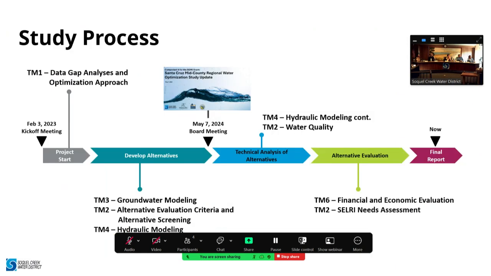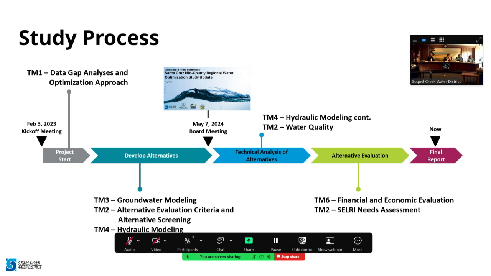This is a broad overview of the study process for the optimization study. The different components of the project were broken out, and the work was described in detail in technical memos. Task 1 involved data collection, identifying gaps in our knowledge. What did we want to focus on in this study? And that's summarized in technical memo 1.